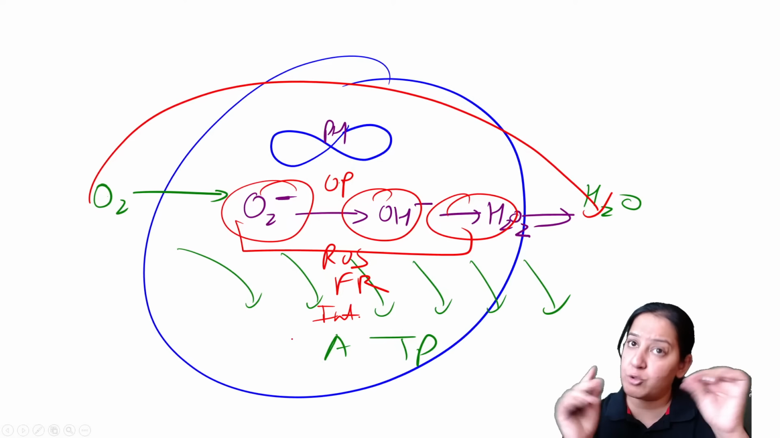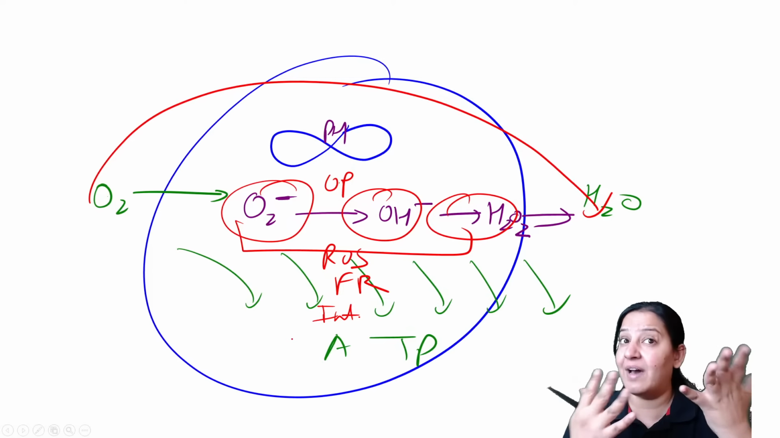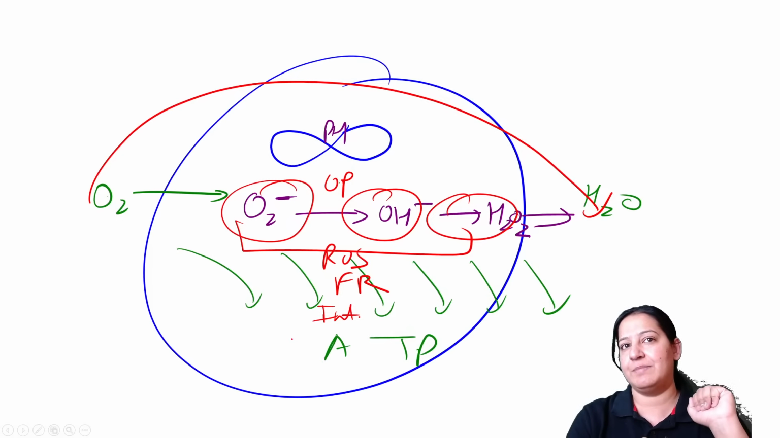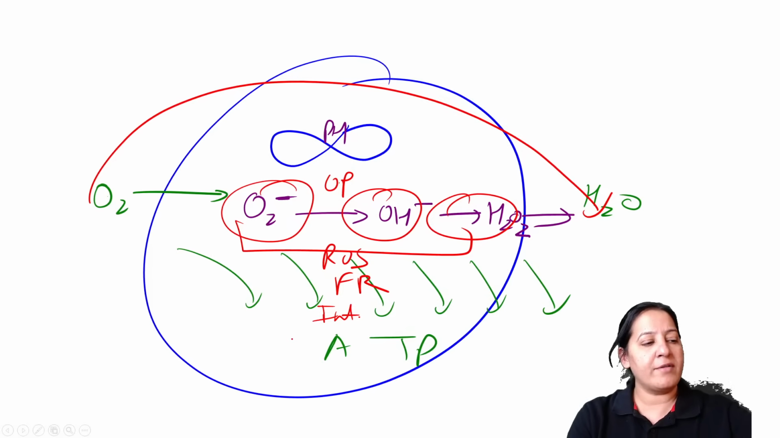Cell has a backup to eliminate them. Cell has a vacuum cleaner to eliminate them. So who is our vacuum cleaner in the cell? In the cell, God has given us three enzymes. What are the names of those enzymes?